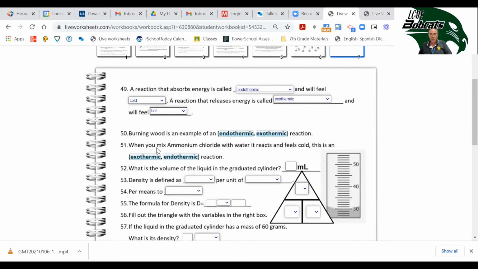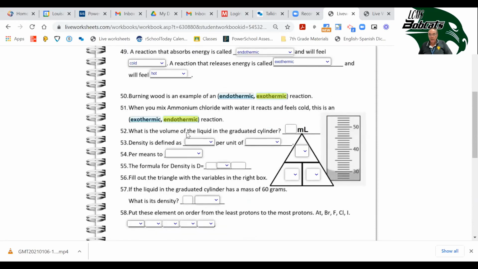And using this information, we're going to look at these two. Okay, the wood burning is an example of, well, it feels hot. The energy is coming out, so it must be exothermic. When you mix aluminum fluoride with water, the reaction feels cold. We said the one that feels cold will be endothermic.